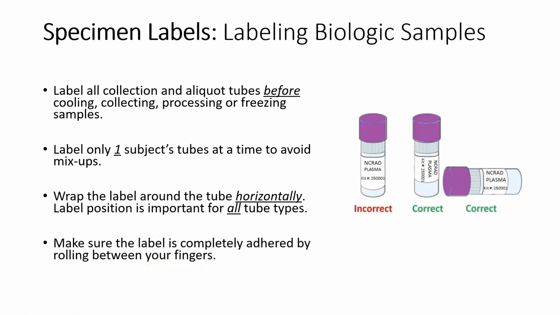So just a few reminders about specimen labels. Please label all collection aliquot tubes before cooling, collecting, processing, or freezing the samples. Label only one subject's worth of tubes at a time to avoid mix-ups. Wrap the label around the tube horizontally, and the label position is really important for all tube types as we have described in the previous slide. And make sure the label is completely adhered by rolling it between your fingers.